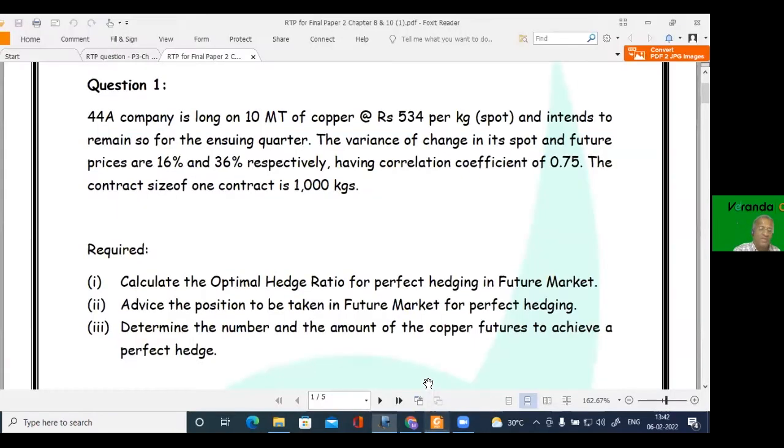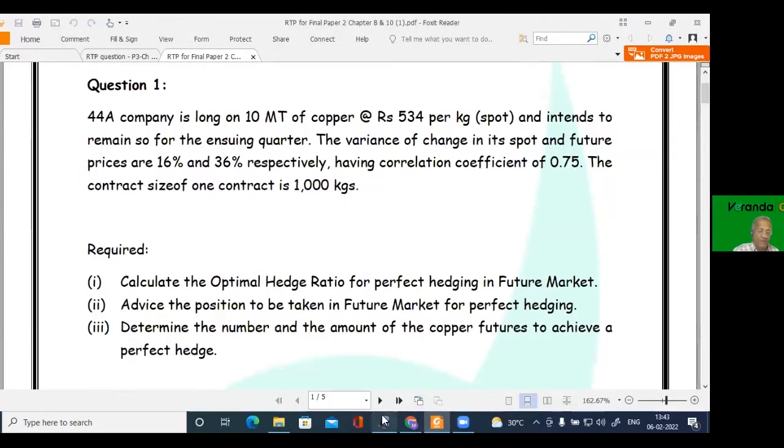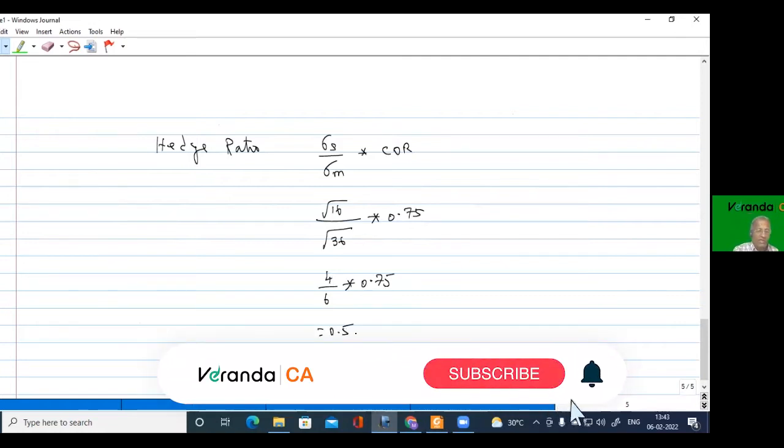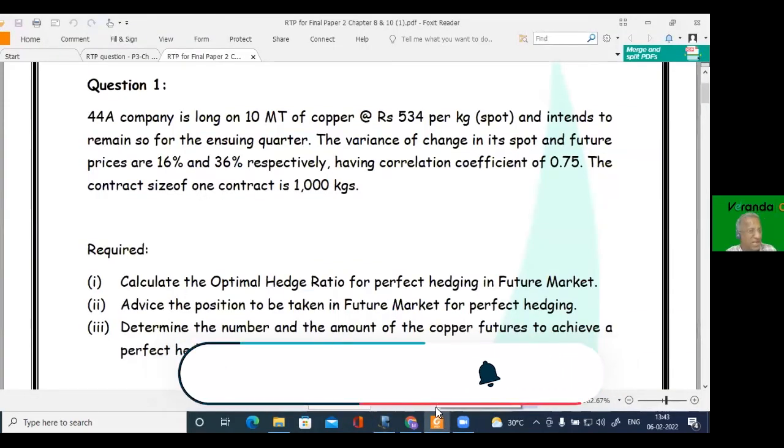The standard deviation of the security, you have the variance as 16%, so the standard deviation becomes 4, that is the square root of 16, and then the square root of 36, multiplied by the correlation coefficient of 0.75. So this comes as 4 divided by 6 into 0.75. That will depend upon the ratio that you want to adopt. So that is going to be 0.49999, that you can just take as 0.50. So that means the hedge ratio is to be taken as 1:0.5.